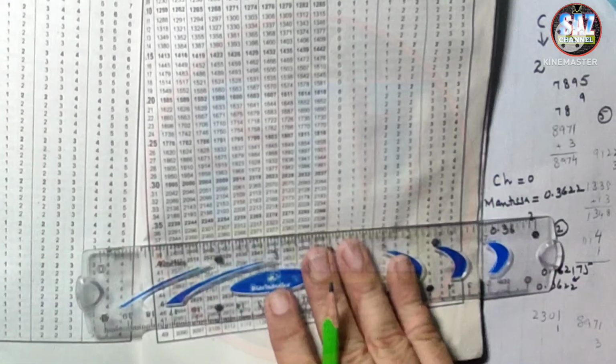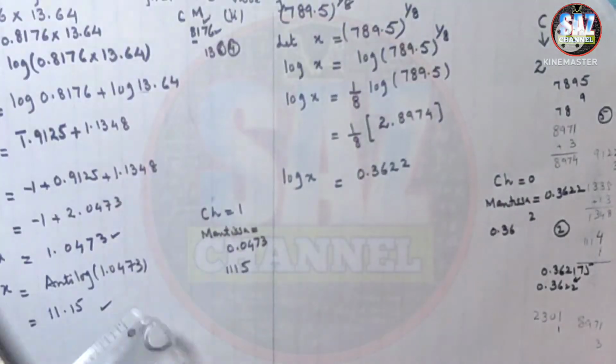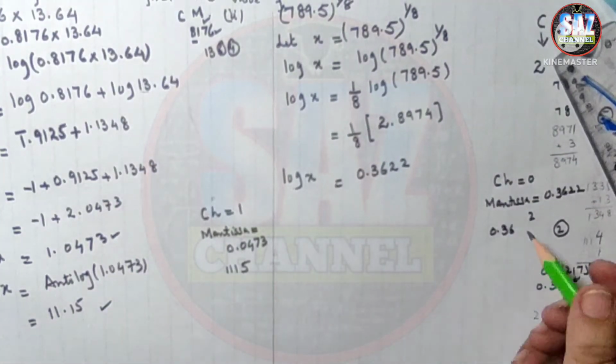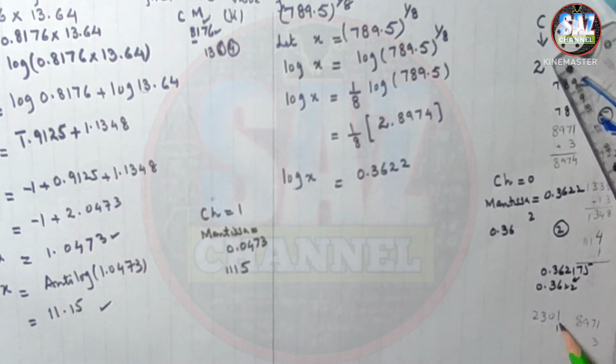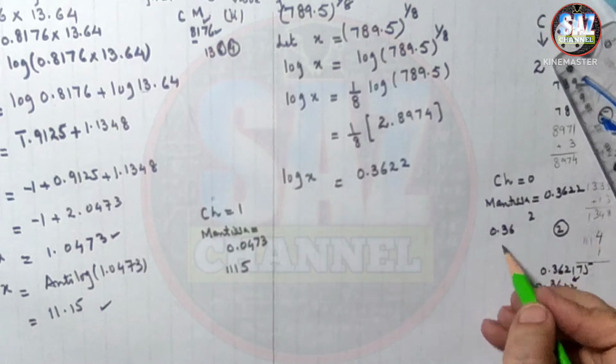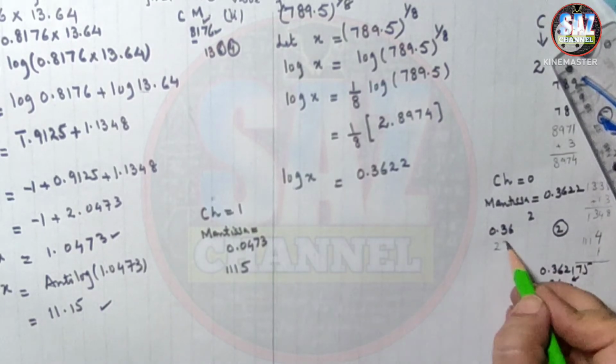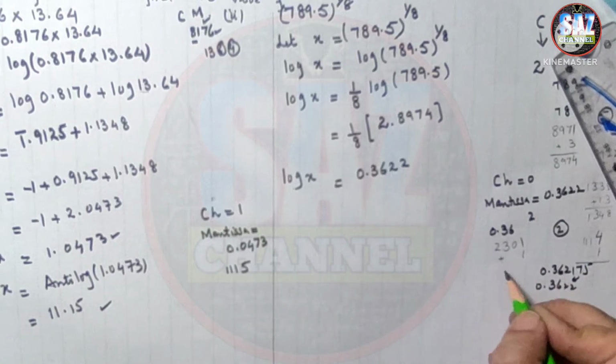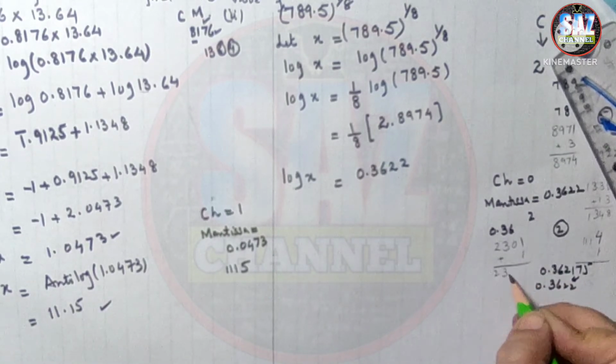Okay, let me remove the book here. When I'm locating 0.36 in the column of 2, I'm getting 2, 3, 0, 1. And when I'm adding 1 to that, this gives me 2, 3, 0, 2.